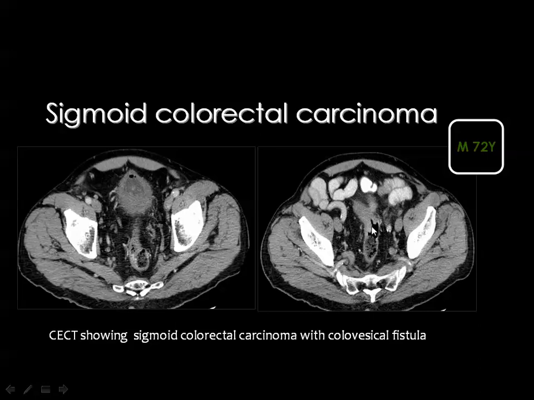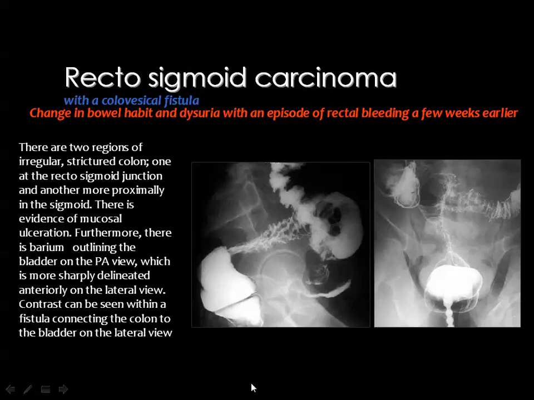You see the lumen of the colon is severely narrowed, the wall is markedly thickened, and you see this is the urinary bladder, and multiple small air loculi in the anterior aspect of the bladder, indicating that there should be a fistula between this carcinoma and the urinary bladder. And you may see this fistula also by barium.